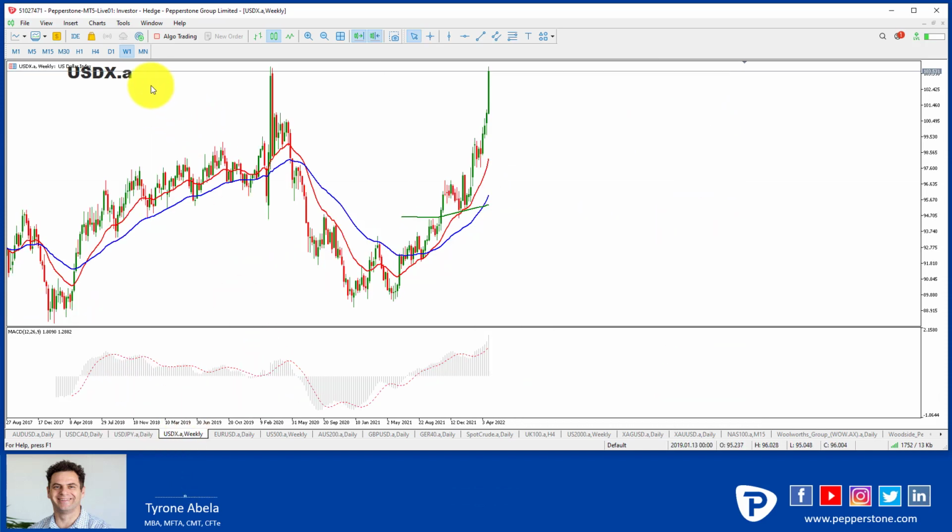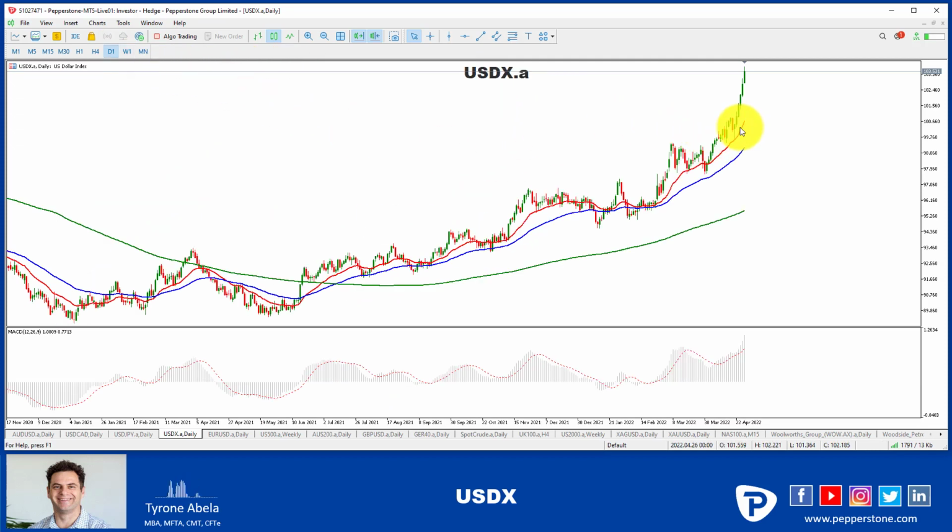All right, dollar index. The dollar index has just been a juggernaut as well. You can see that it just continued on. This is a weekly chart. This is a big chart. You can see we've had a massive week. We'll go to the daily to see the extent of that move.